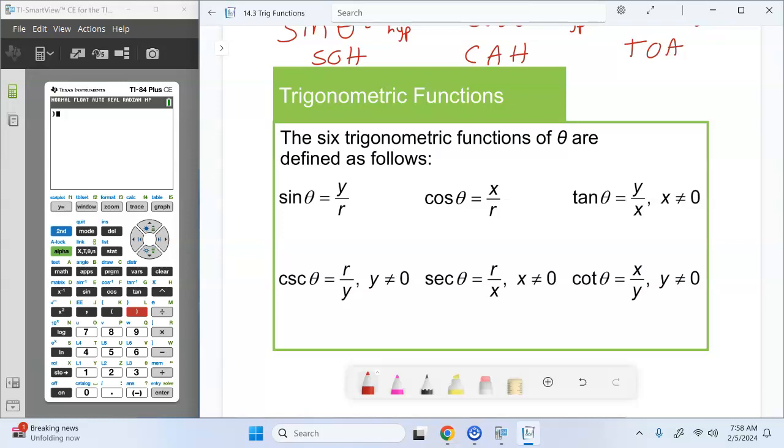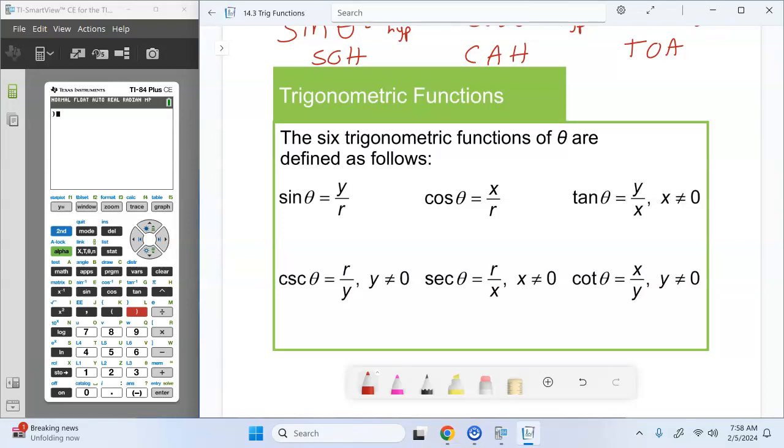We have sine of theta, which is equivalent to the ratio of the length of side y over the radius. Cosine of theta, which is equal to the ratio of the length of side x over the radius. Tangent is y over x. Why does it state that x cannot equal 0? Why specifically do we think it says that x? What happens if 0 is a denominator? So tangent cannot have an x value of 0. So if we ever have an angle of rotation where our x value is 0, tangent ends up being undefined.